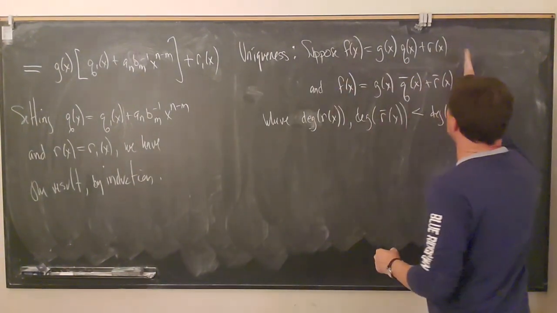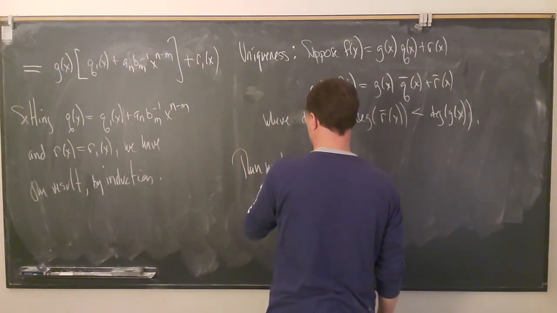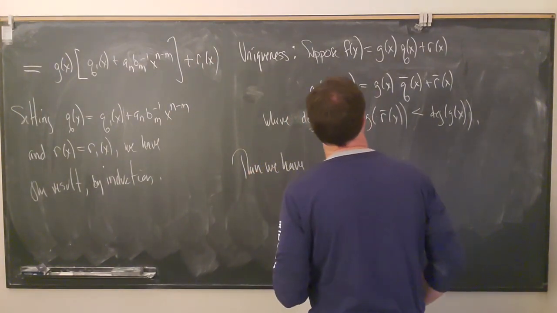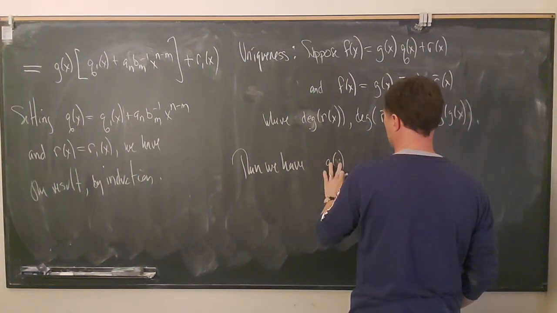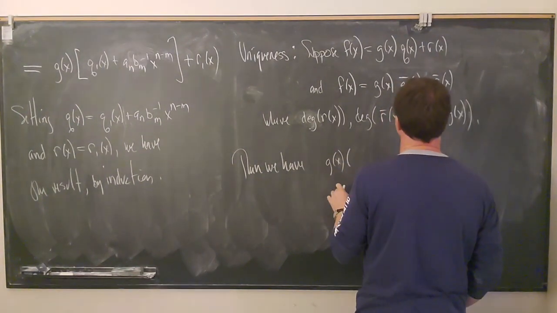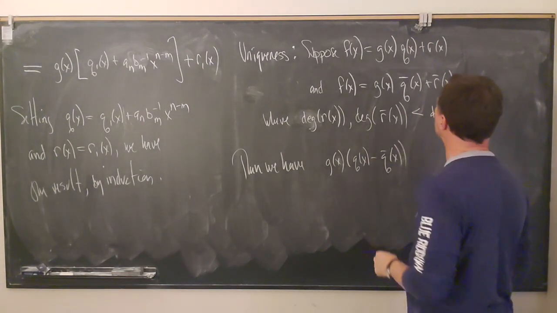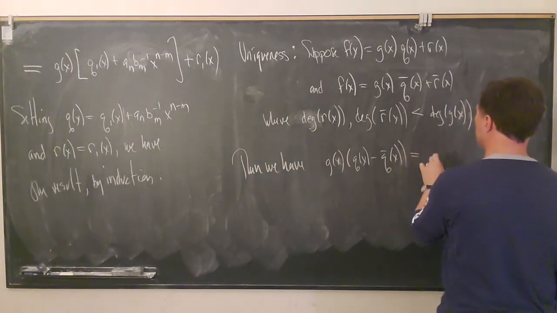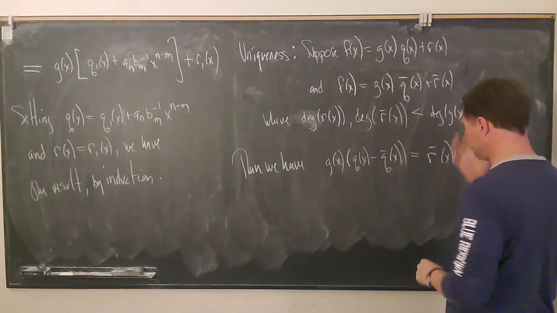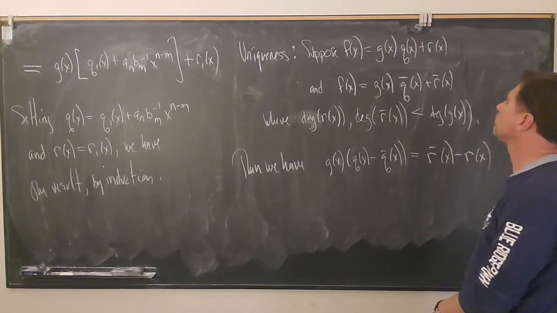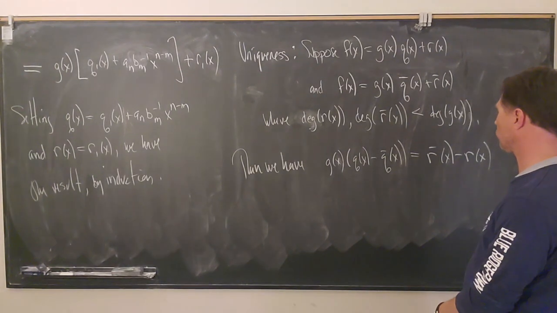Okay, so now we know that these are equal to each other. So then we have, let's say, g of x times q of x minus q bar of x is equal to r bar of x minus r of x.